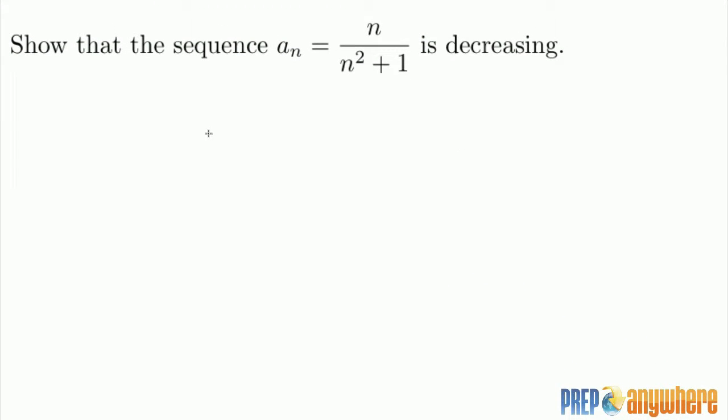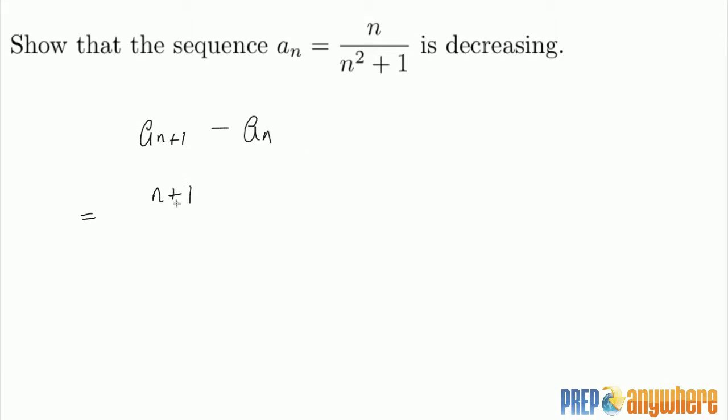Okay, so let's do one more example of showing that the function is decreasing. I'm going to do it two ways. One way is to just do it algebraically, right? Compare a_{n+1} with a_n. So I'm going to just subtract the two and see if it becomes positive or negative.